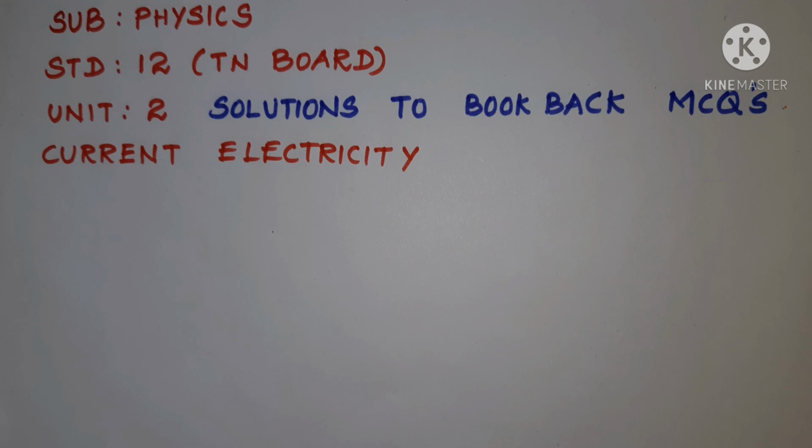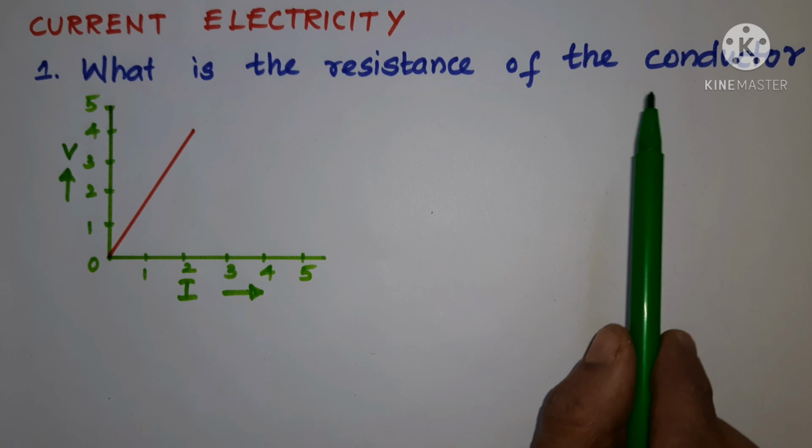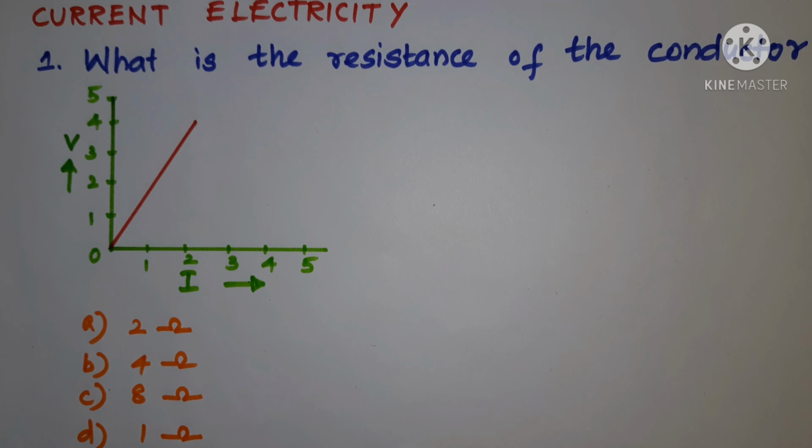Hello everyone. Today's session we are going to see Unit 2 Current Electricity, Solutions to Book Back MCQs. The following graph shows current versus voltage values of some unknown conductor. What is the resistance of the conductor?